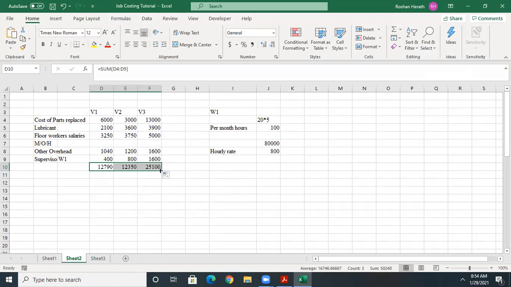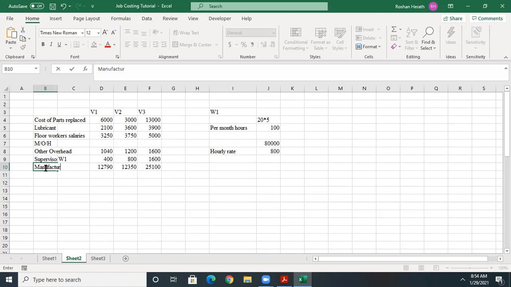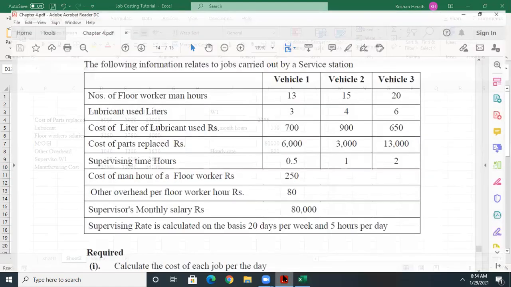So this is going to be the manufacturing cost. You have worked out the manufacturing cost, the total cost. Right. Now you have worked that out. So that is the first requirement.